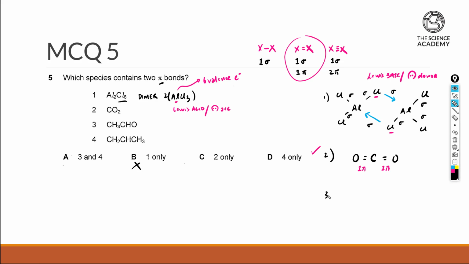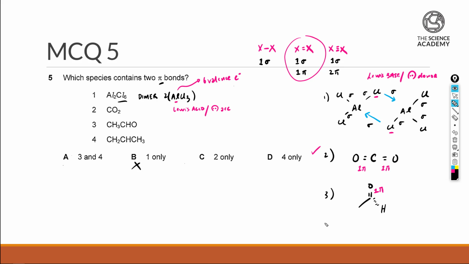Take a look at option number 3. This itself is actually an aldehyde, particularly ethanal. So CH3CHO. Based on this, we're definitely looking at a C double bond O. We have 1 pi bond over here. Unfortunately, there's only a total of 1 pi bond.